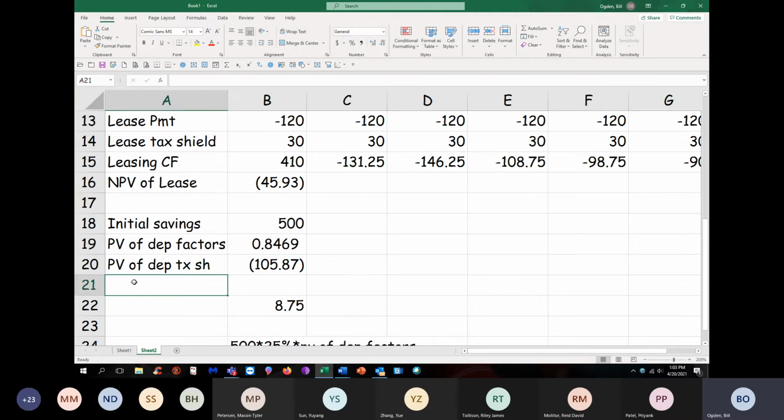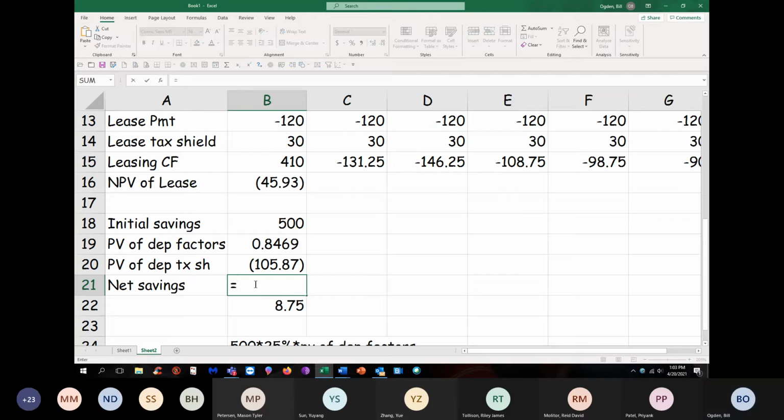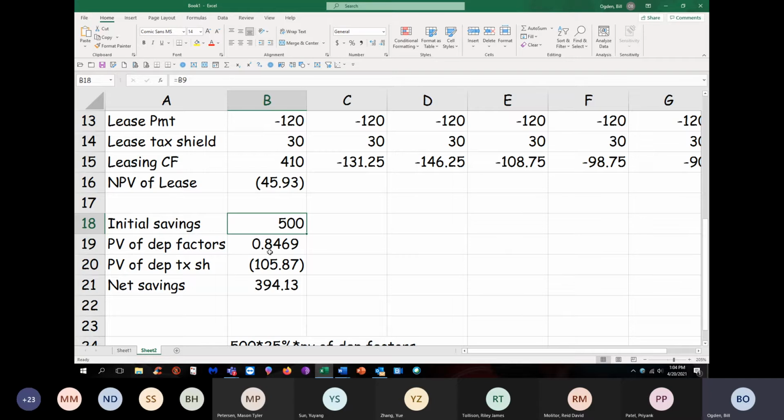Then we're going to create something, and this is the useful number. We're going to call something here the net cost. Oh, sorry, I'm ahead of myself. That's the lessor. Net savings. So when I include the amount I initially saved and the present value of the lost tax shields, I actually have a net savings of $394.13. It starts out as if it's $500, but I've given up these depreciation tax shields.